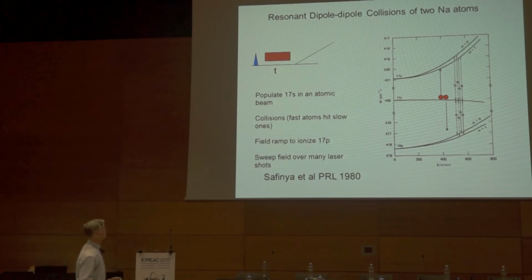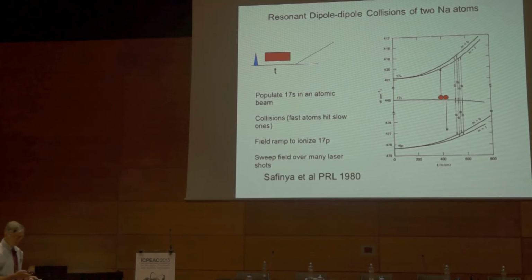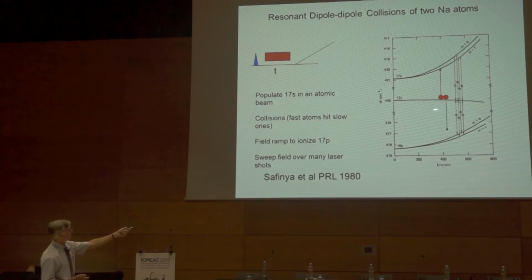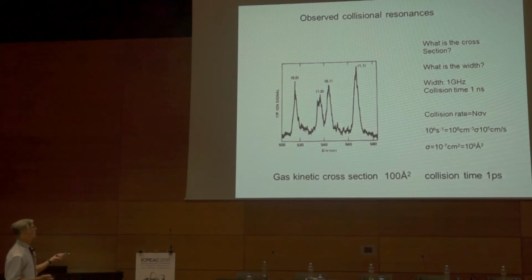A way that you can actually do this is in an atomic beam of sodium, where you populate the 17s state. So you imagine that you put 2 atoms here. In a beam, you have slow atoms and fast atoms, and they collide. Then you let them collide for a while, and if you analyze the population by field ionization, you can look for a population in this upper state. As you sweep the value of this tuning field, that will produce 4 resonances between a pair of S atoms and a pair of P atoms. So you can see these 4 resonances.